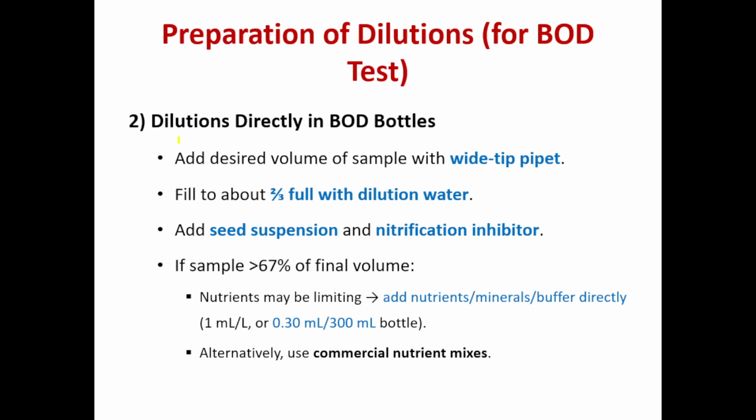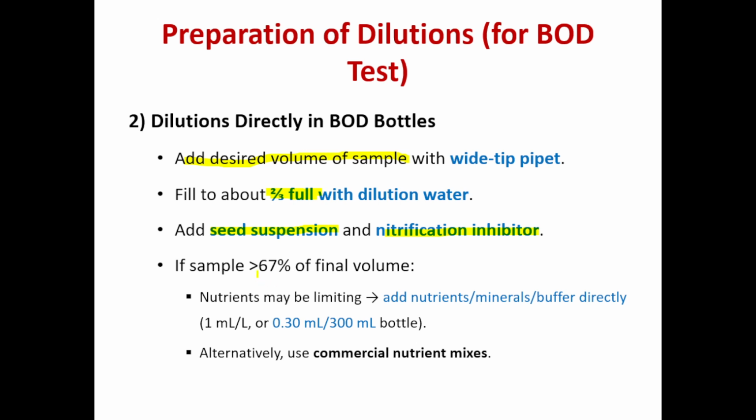The second one is the dilution directly in BOD bottles. Add the desired volume of the sample with a wide tip pipette. The first thing is that we will add the desired volume of sample with the help of a wide tip pipette. Then we will fill this bottle two-thirds with dilution water. Then we'll add seed suspension and nitrification inhibitor.